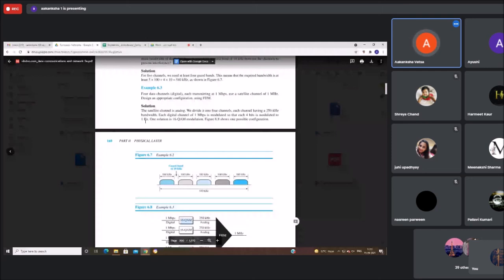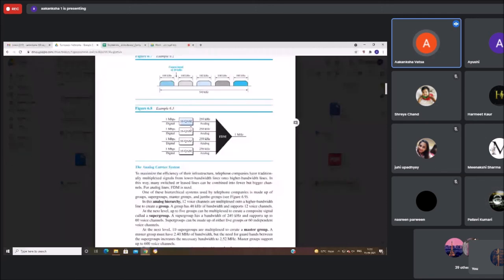Is that clear? Example 6.3 is clear to all of you? Yes, ma'am. Because FDM is analog and my data channel is digital, I'll be using any of the 4 techniques, but I have to increase the data rate on a lower bandwidth, that is 250 kilohertz. So that is why I have to use 16 QAM, so that you can send more bits in one hertz or in one signal cycle. So that's all for today.